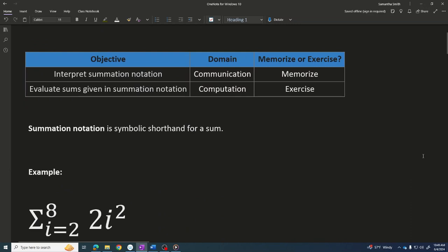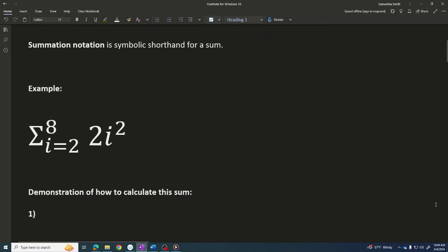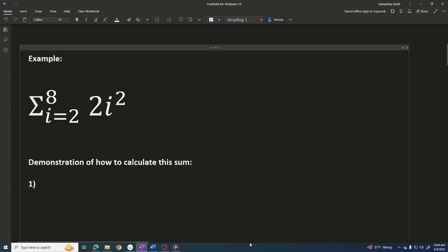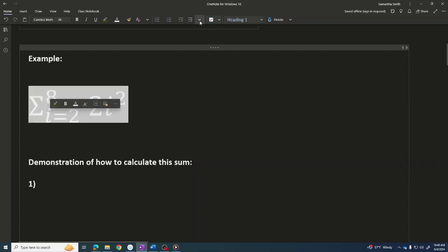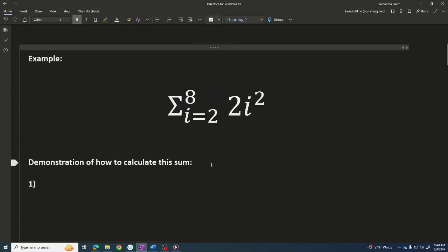Summation notation gives us a nice convenient way to express big sums in small areas. To give you an example of what summation notation looks like, you're going to see something that looks a lot like this. So let's break down the anatomy of this summation notation and talk about what each of these little pieces, each of these little portions of this notation is doing.